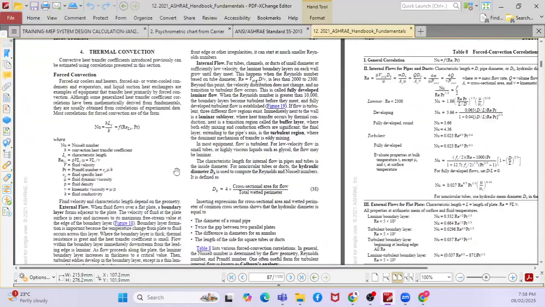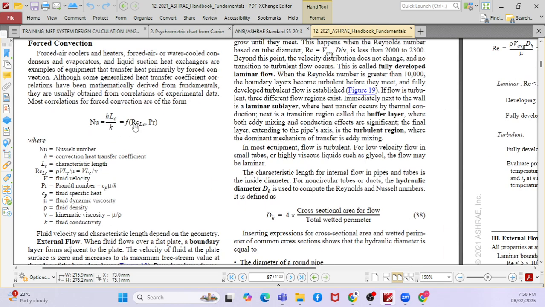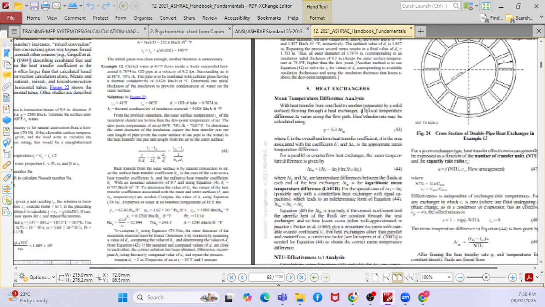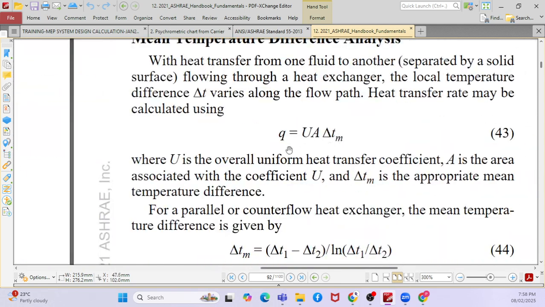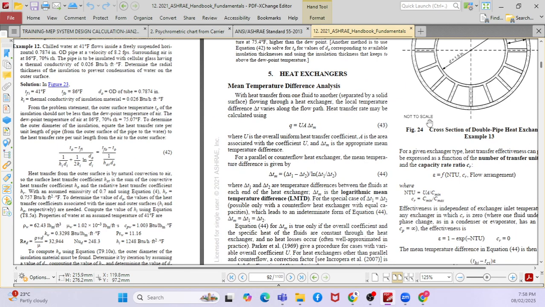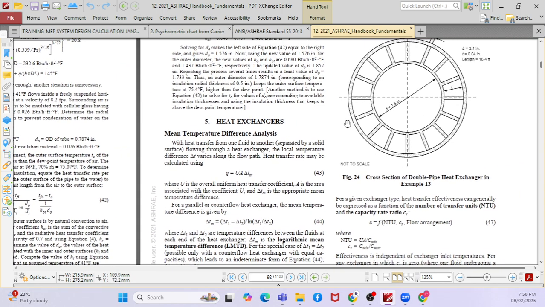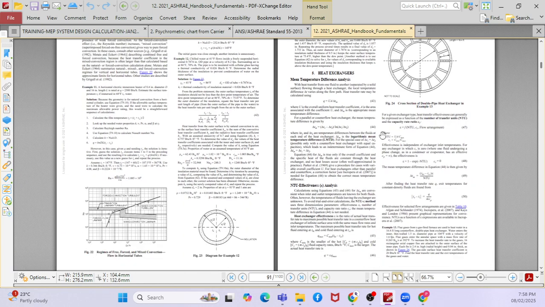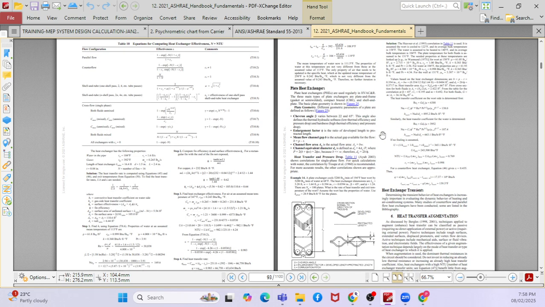See, for example, here we will talk about thermal convection. There is an equation, but we never use this equation here. We cannot learn each and every item; what is required, we will study. Say, for example, there is a heat exchanger here. What is that? Q equals UA delta T. A heat exchanger can be, for example, a thermal wheel. In a thermal wheel, depending upon the thickness of the wheel, you have different heat transfer, right? So we will be discussing what is required to deliver our projects.